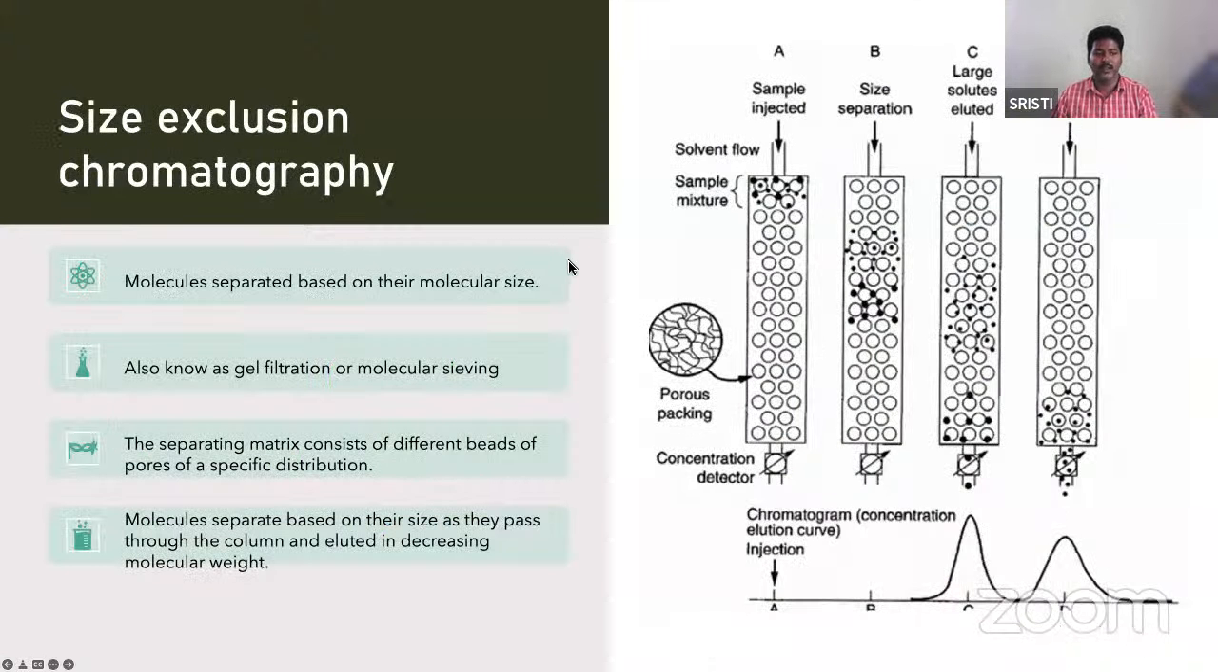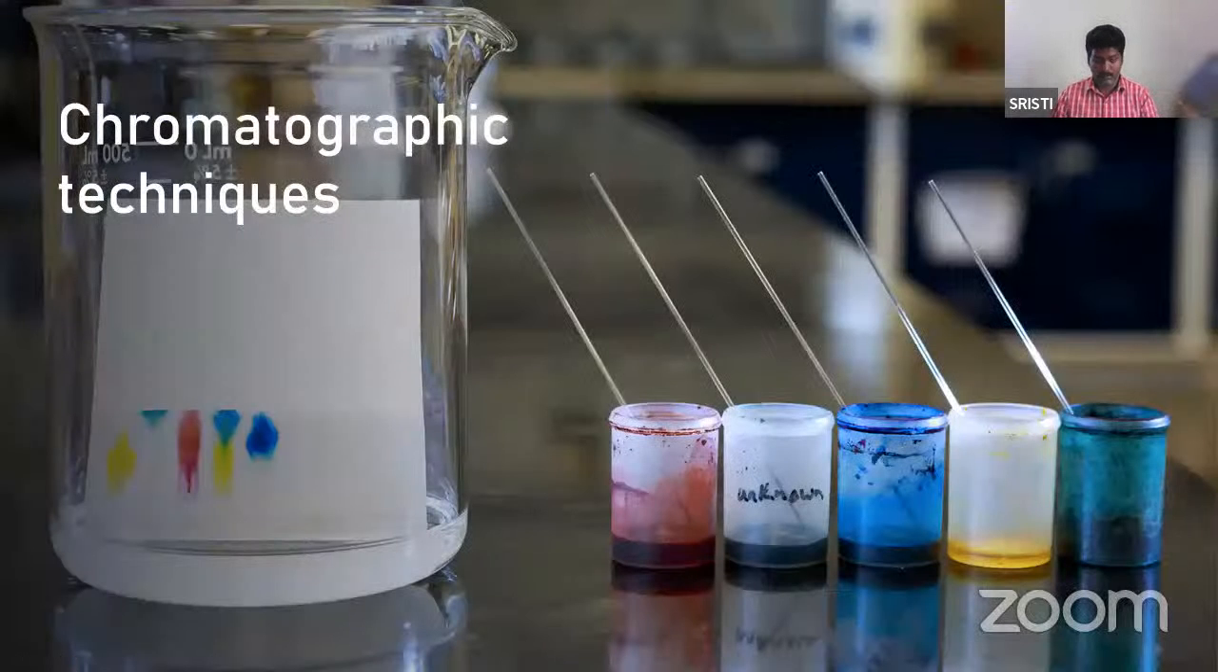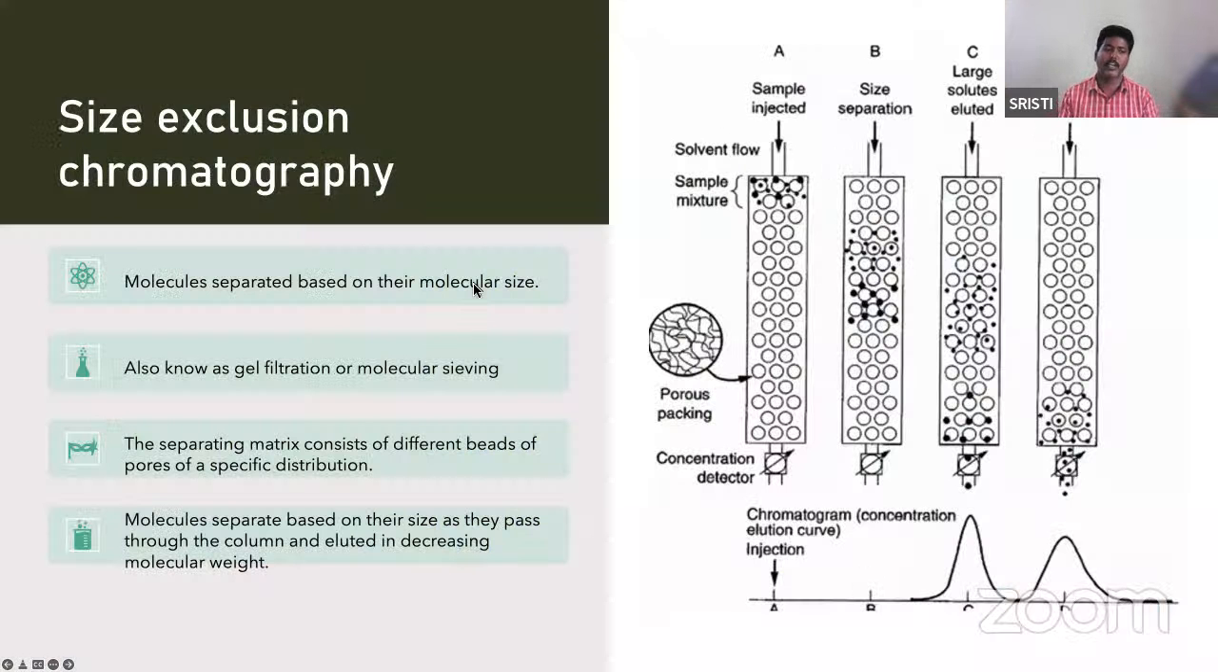The next one is size exclusion chromatography. The name itself tells you it is based on molecular size. The separation is based on the molecular size, and it is also popularly called the gel filtration technique or molecular sieving technique.